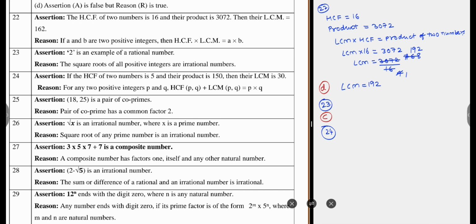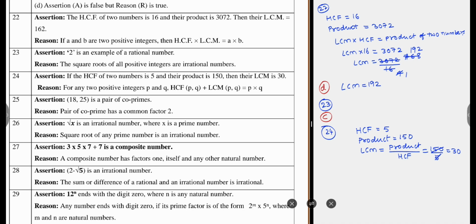So again same, HCF is given, 5, product is given, 150. We have to find LCM. LCM is equal to what? Product by HCF, because HCF into LCM is equal to product of two numbers. So that is 150 by 5, 30.